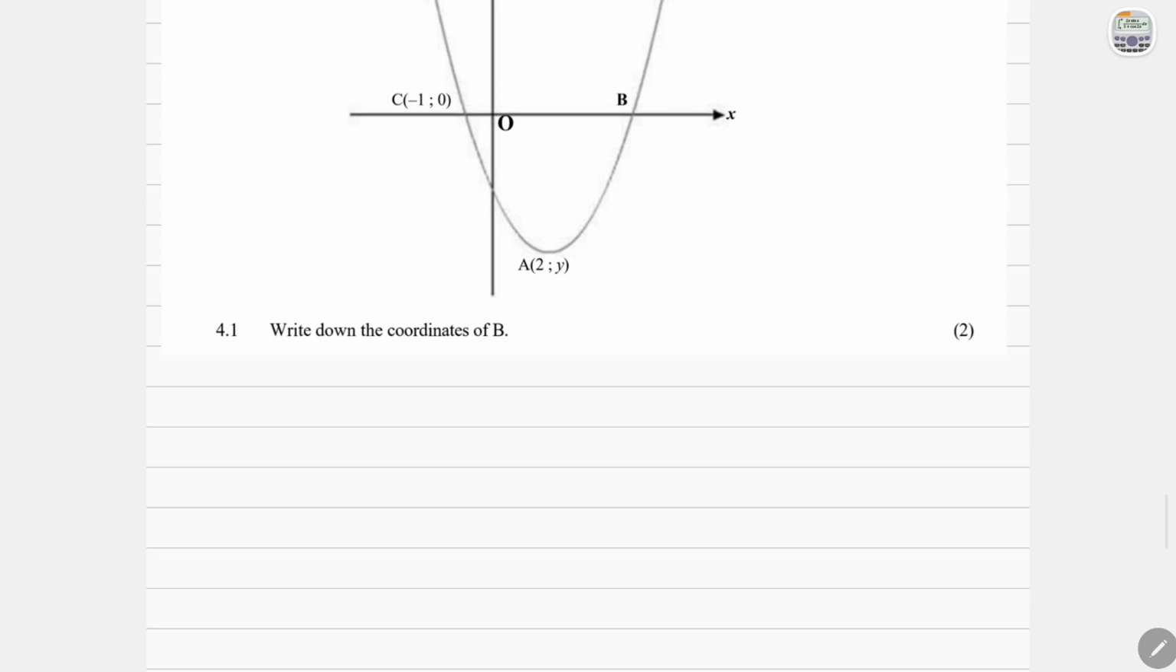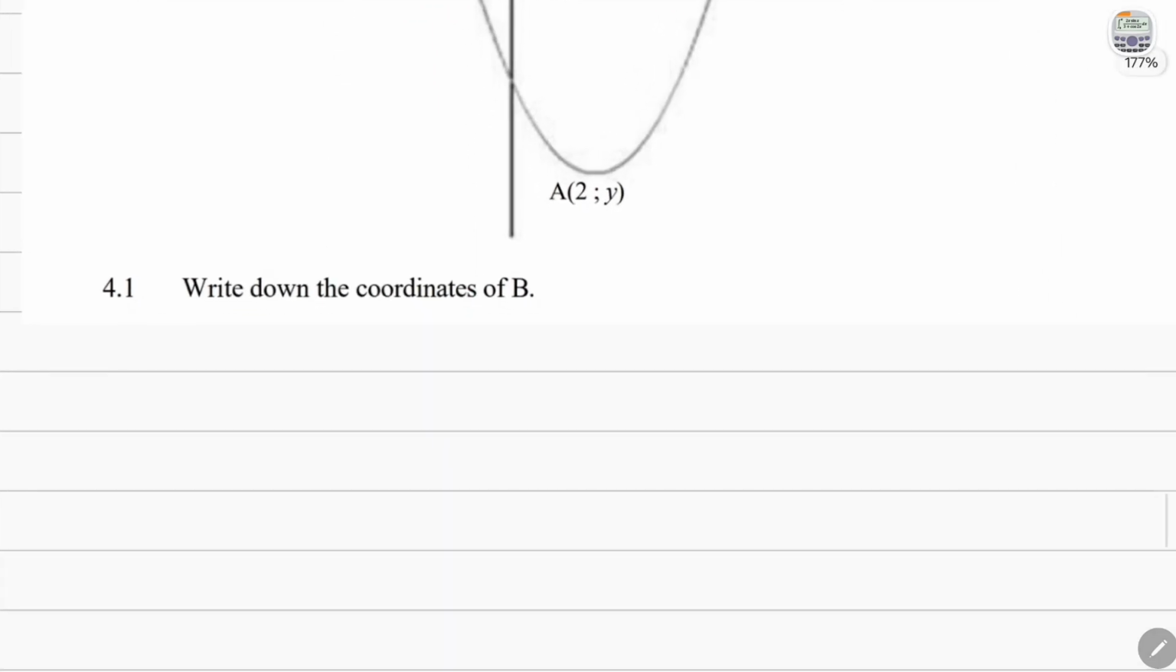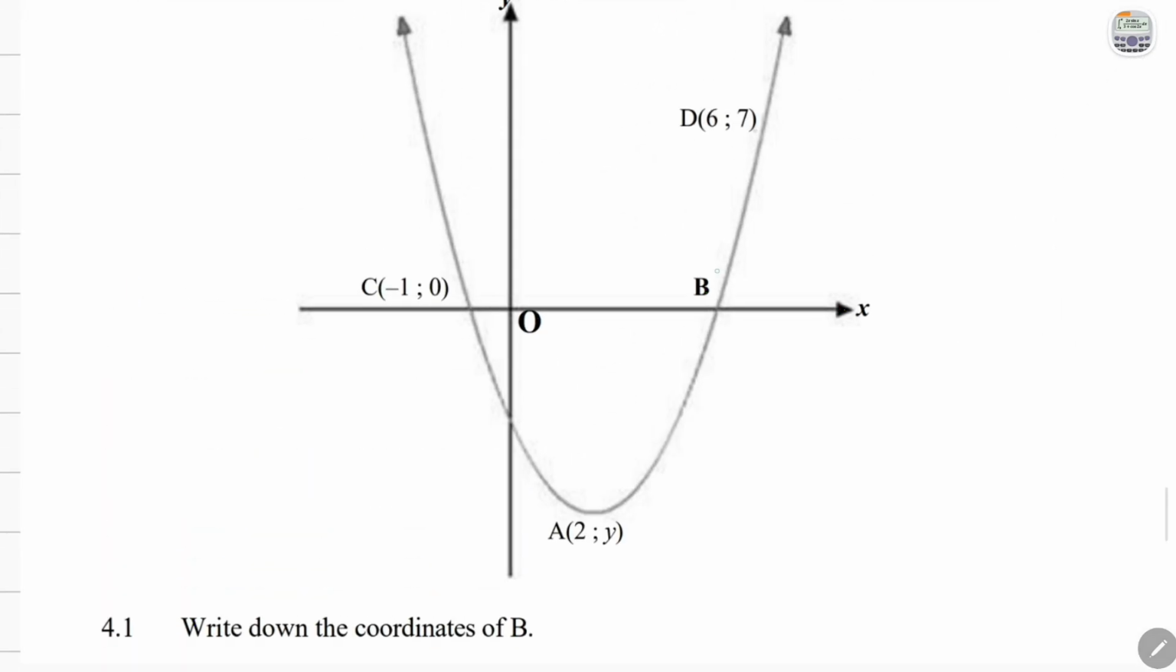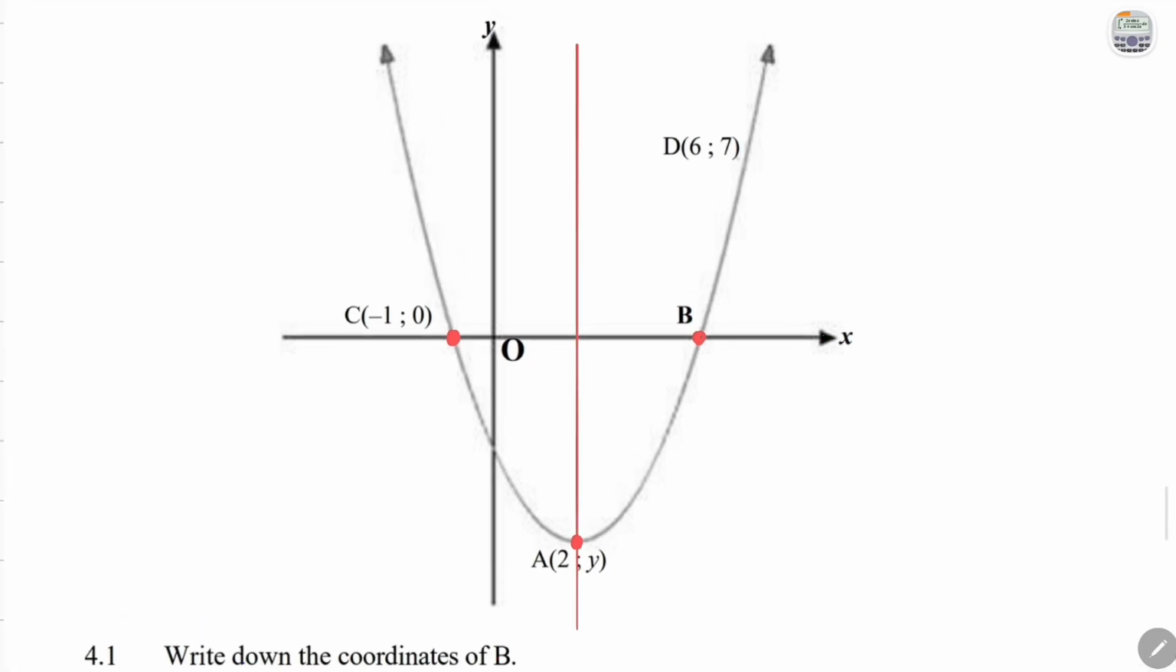The first question says, write down the coordinates of B. So B is the other x-intercept. Notice what we have on this graph. We have one x-intercept, and this one is missing. But we also have the x value of the turning point of the parabola. So if we draw a line through it, this line is our axis of symmetry. What the graph does on this side, it does the exact same thing on this side.